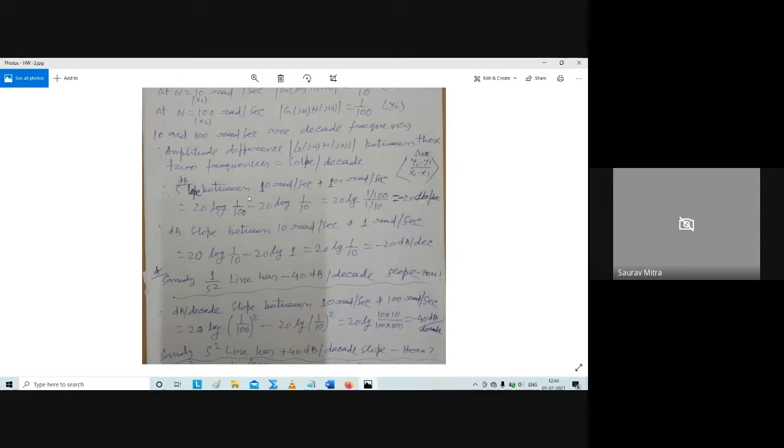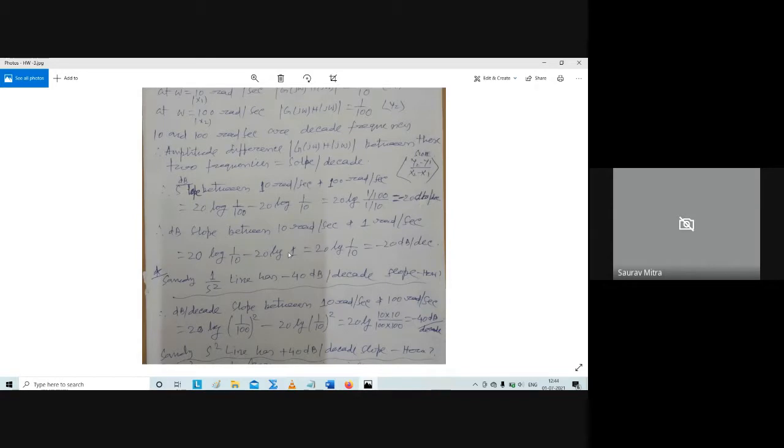And we have to find out the gain difference between 100 radian per second, that is 20 log 1 by 100, which is the dB gain, minus the gain at 10 radian per second, that is 20 log 1 by 10. If you do that, log a minus log b is equal to log a by b, and 20 is a constant. So log of 1 by 100 divided by 1 by 10 will be 10 by 100, 0.1. That will be minus 20 dB per decade.